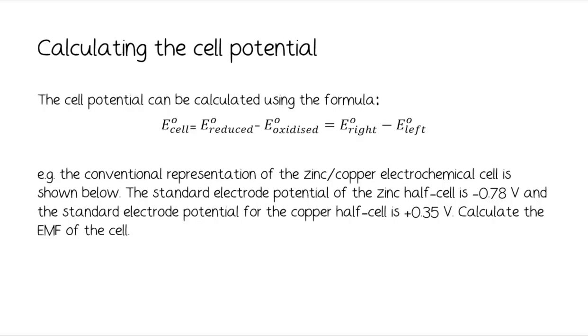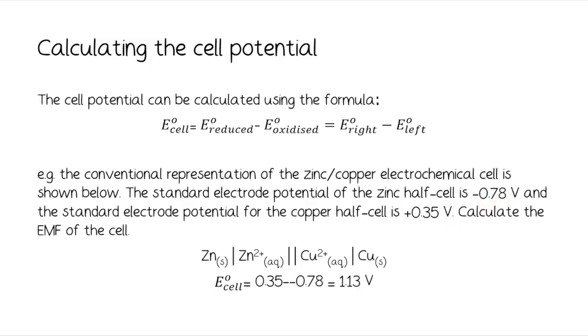Let's draw the conventional representation of it. So the zinc is more negative, so it's going to go on the left, and the copper is more positive, so it goes on the right. So it should look something like this. Again, your reduced forms on the outside, and the oxidized forms on the inside. The formula says that it is reduced minus oxidized. So what's being reduced is the copper half cell, which is 0.35, and we're subtracting minus 0.78. Remember that a minus and a minus makes a plus, so you're left with 1.13 volts.